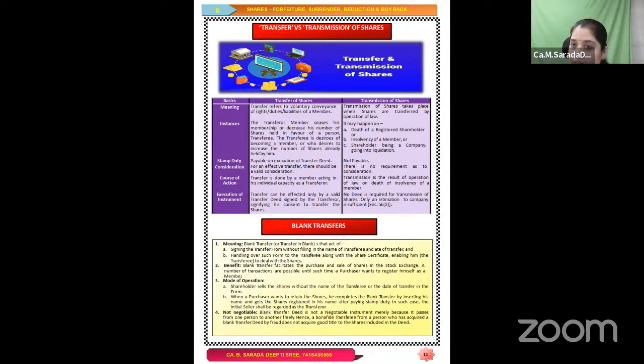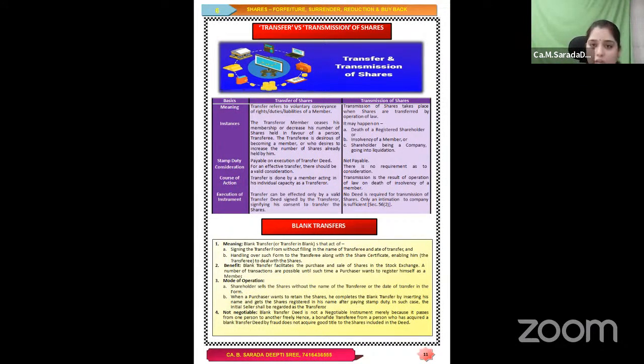At what time does transmission take place? Transmission takes place by operation of law in case of insolvency of the shareholder, or in case of death of the shareholder or member of the company. Automatically the shares will be transferred to the transferee, that is, to their legal heirs or to any other person whose name is specified. Transfer is voluntary, for some consideration. Transmission takes place because of operation of law, where there is no consideration between the transferor and the transferee.